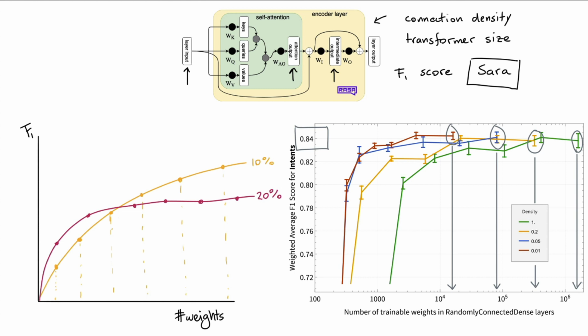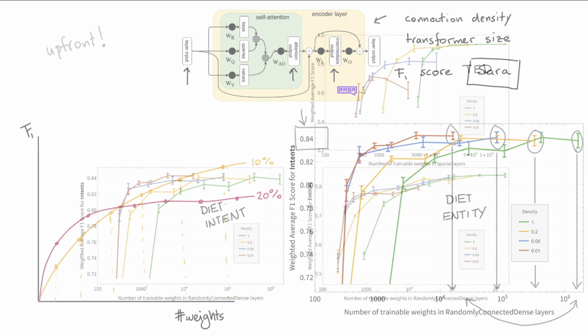It seems that if we go for a large transformer size, we seem to have something of a saturation point when it comes to our connection density. We need to remain aware, though, that if the transformer size is low, that then we do start seeing bigger differences. But still, this is massive. This is two orders of magnitude difference that we're talking here, while the F1 score remains the same. And that is quite interesting.